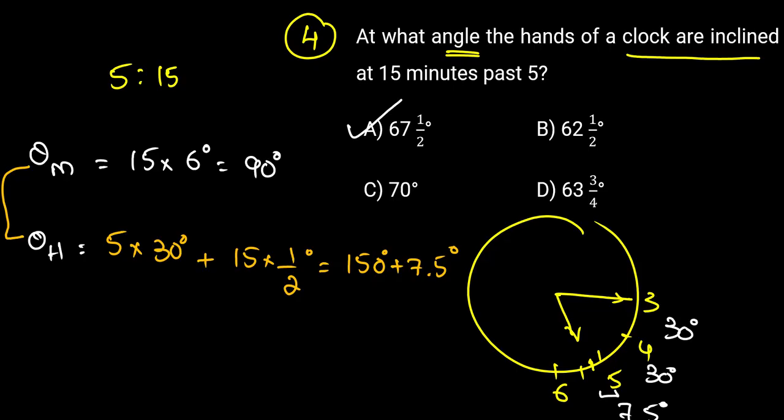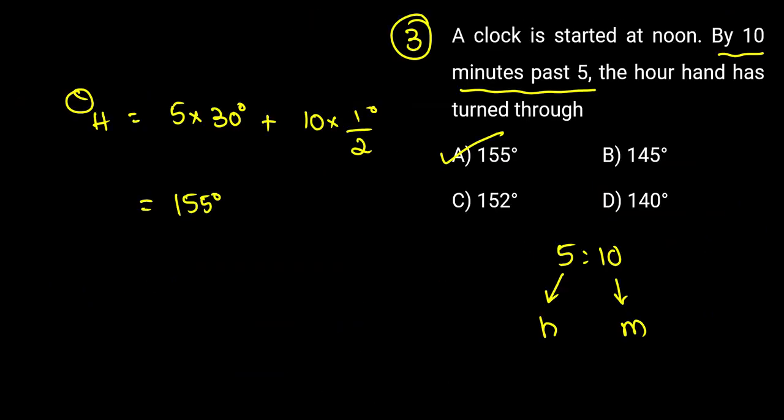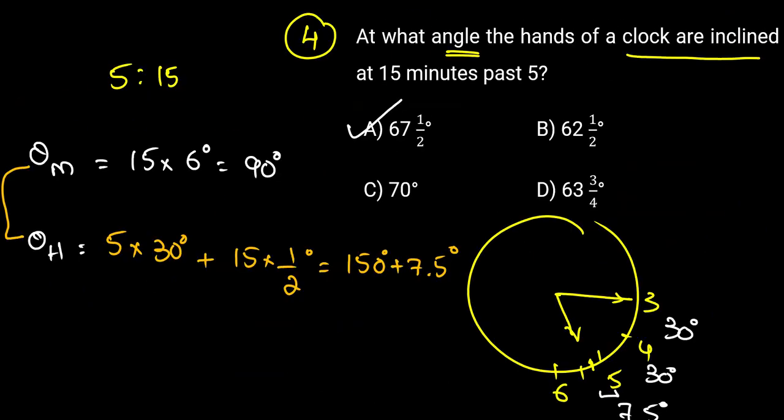Here the hour hand is more than the minute hand. In the previous question, the minute hand is more than the hour hand. How can I know, sir? Which is leading? See the diagram. At 5:15, the hour hand is leading. At the previous time, 3:30, the minute hand is leading. So the leading hand will be more. As simple as that. The difference between those two is 67.5 degrees.